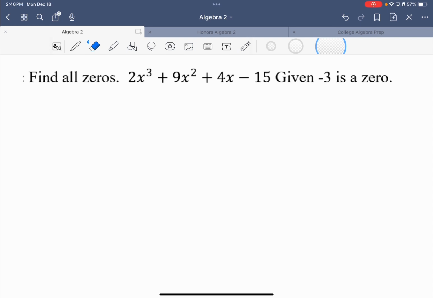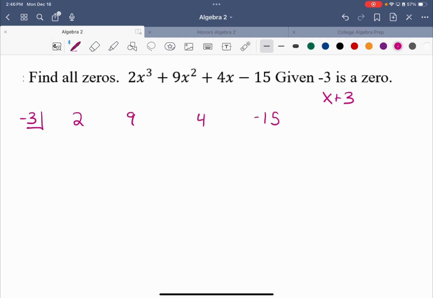So remember, when you're given a zero, that essentially tells us that x plus 3 is a factor. Okay, so if one of my zeros is -3, that means we put -3 inside of the box. So then we've got 2, 9, 4, and -15. Because remember, when we get this remainder, if it is in fact a 0, that should be 0. And then we can have a second factor.